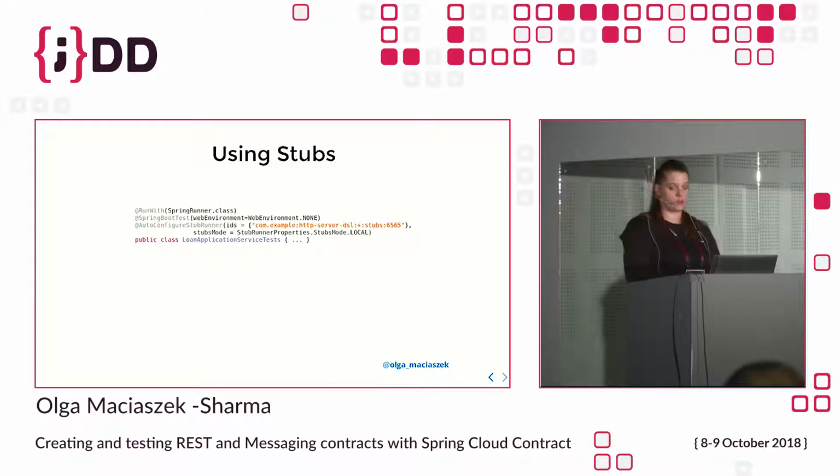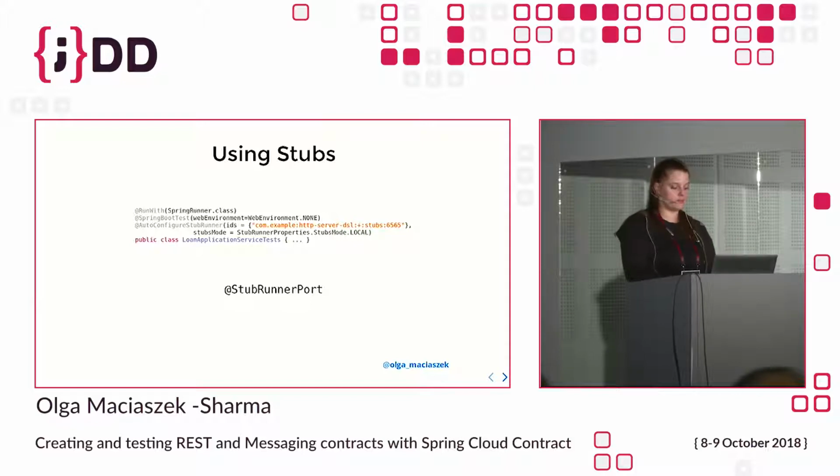And here we have a stub mode local. So it means that we are working still with the producer code locally. And then in our deployment pipeline, we should have the stubs mode remote, because we want to be using the actual stubs that have been tested and have been uploaded to the artifact repository, and we are sure of them.